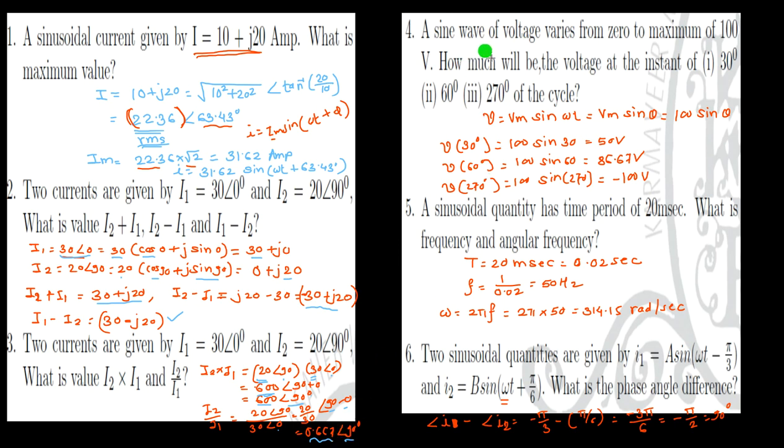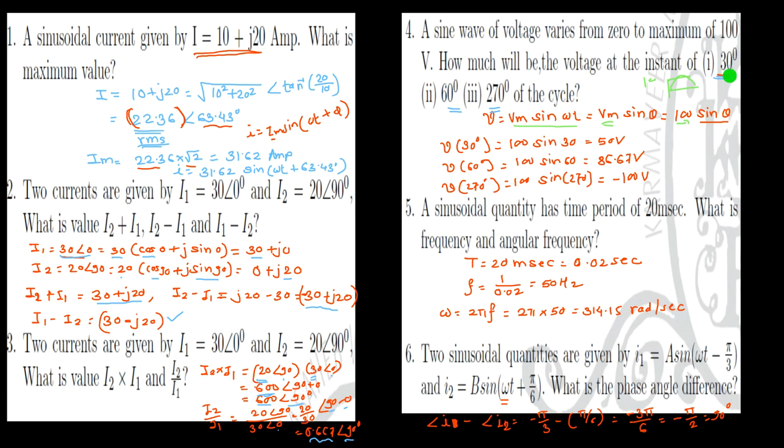A sine wave of voltage varies from 0 to the maximum value of 100 volt. How much will be the voltage at the instants of 30 degree, 60 degree and 270 degree? V is given as Vm sine omega t. It varies from 0 to the maximum, and the maximum value is 100, so Vm is equal to 100. So V is 100 into sine theta, or omega t.